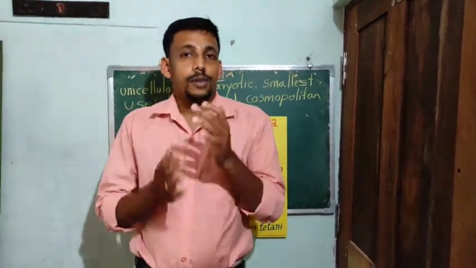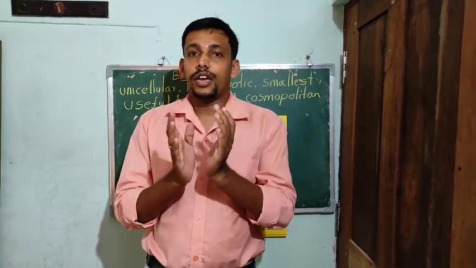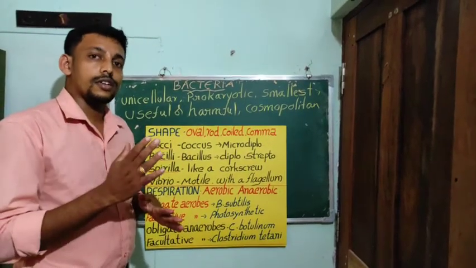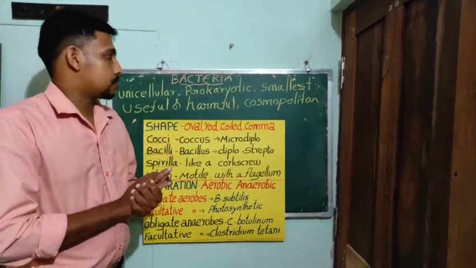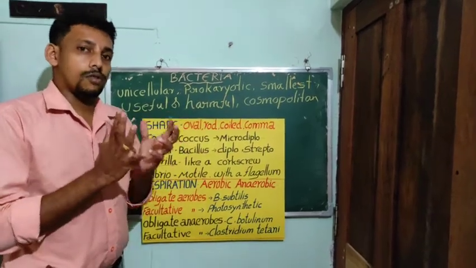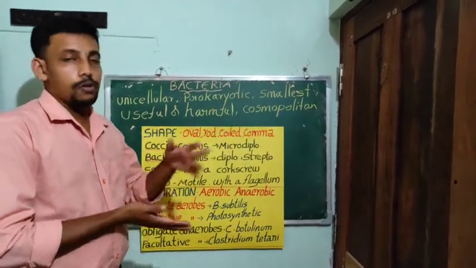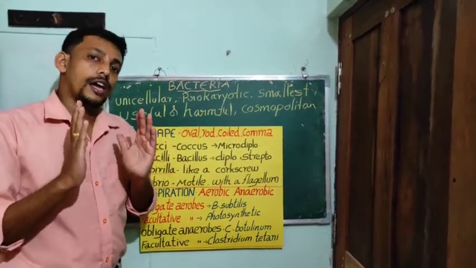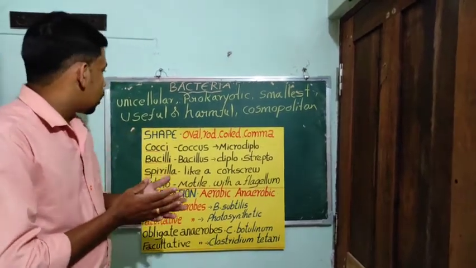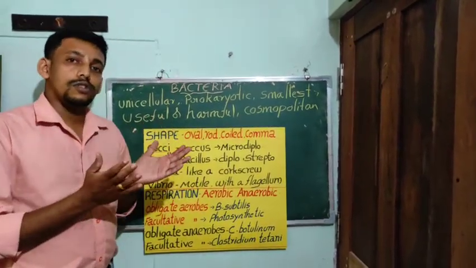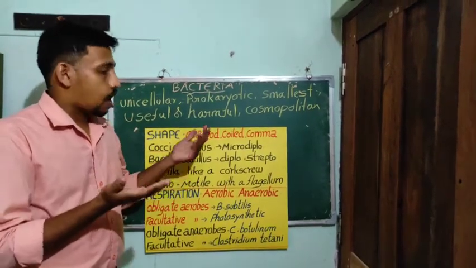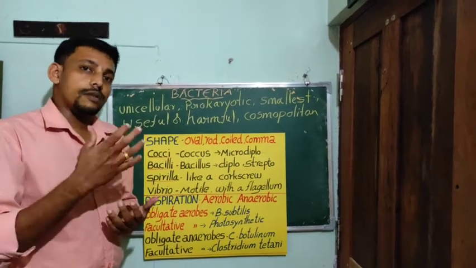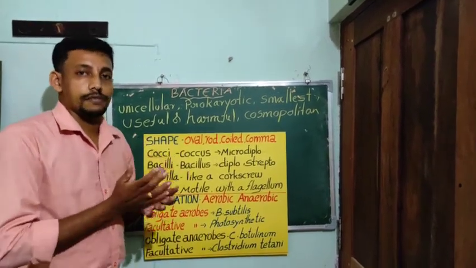We know that bacteria are unicellular organisms, and they are prokaryotes. They are prokaryotic and unicellular organisms, the smallest living organisms, and they are cosmopolitan. That means they can be found anywhere, in a wide variety of habitats. Some of them are very useful to human beings and some are harmful to us. So in this section we are going to study the classification of bacteria.